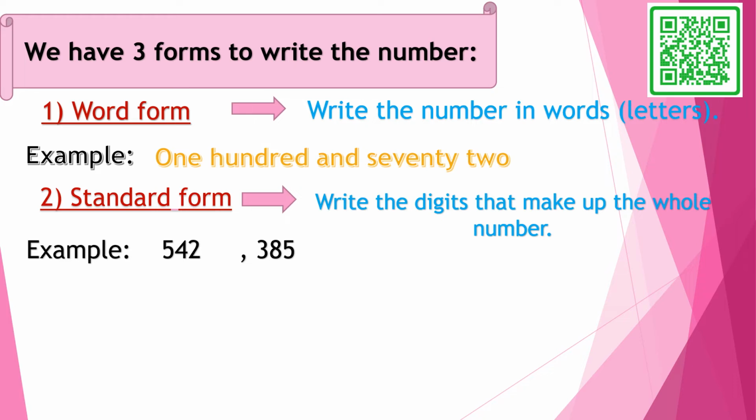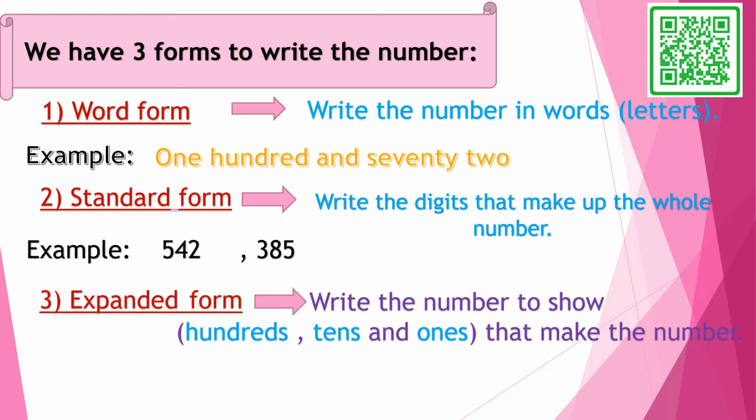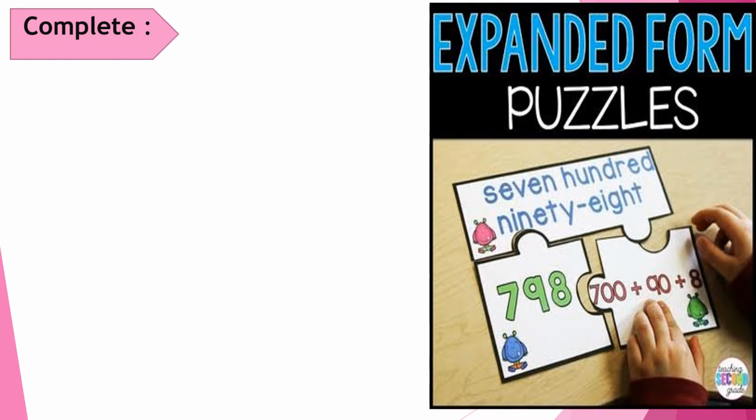385. Number 3. Expanded form. Write the number to show hundreds, tens, and ones that make the number. Example: 257. We know that the first digit is ones, and the second is tens, and the third is hundreds. Then, to write it in expanded form, 200 plus 50 plus 7.